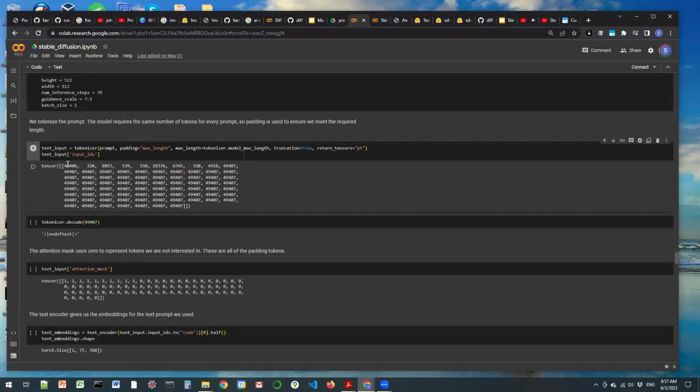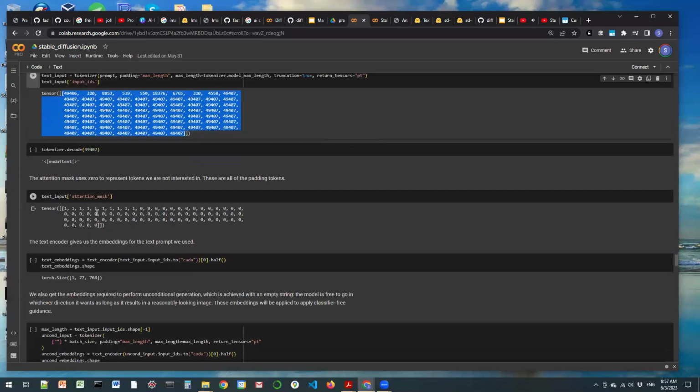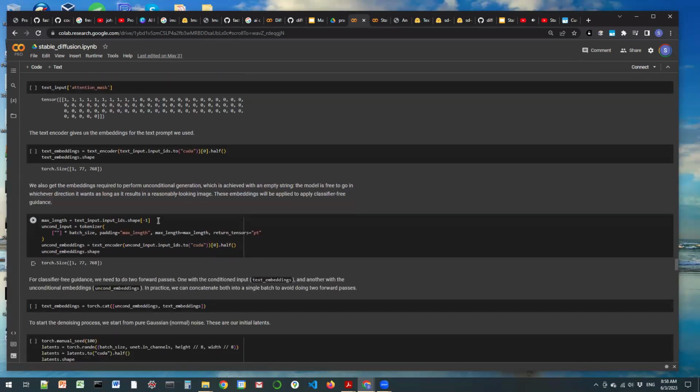And the length of this, you can play with it to check. You can do a length of text input IDs, and you'll find that it is 77 long. So the point is, he illustrates that we get 77 768-long embeddings. So there are 77 embeddings, and each of the embeddings is 768 wide.